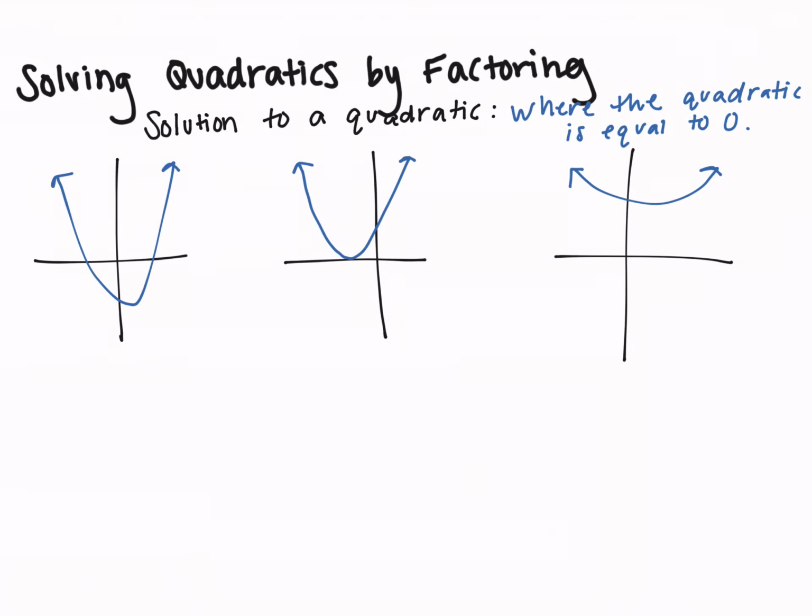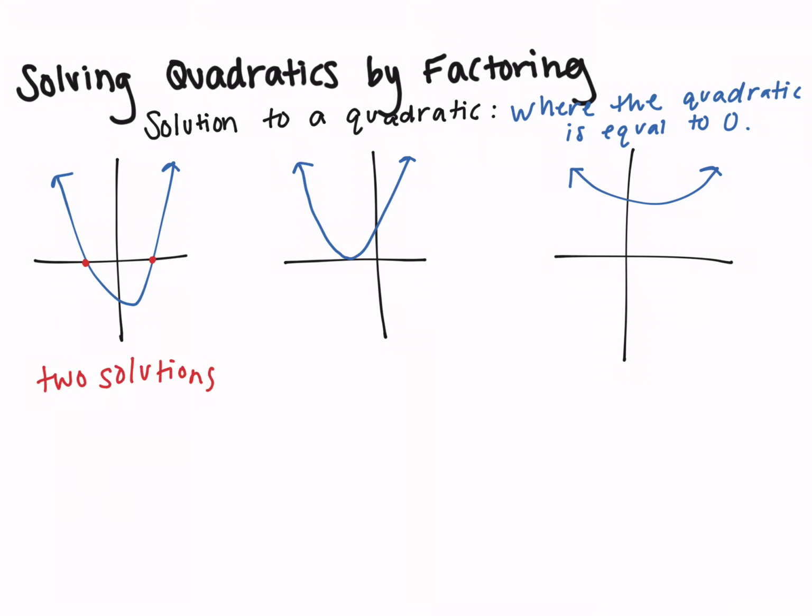Now that we know the basics of factoring, we're going to use factoring to solve quadratics. When we're solving quadratics, we're looking for wherever the quadratic is equal to 0, or wherever the parabola crosses the x-axis. There's a couple different ways this can happen. In the first scenario, it can cross 2 different times. Because it crosses 2 times, there's 2 solutions. That's the most common one.